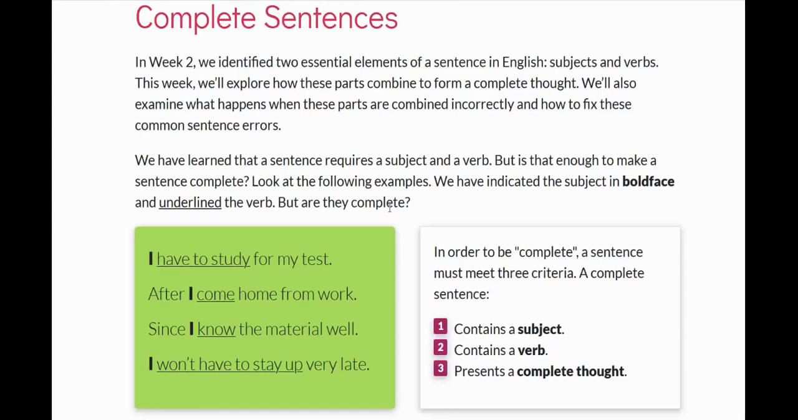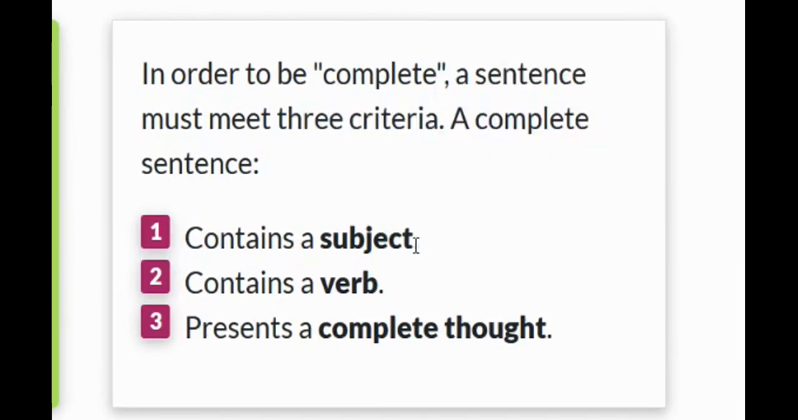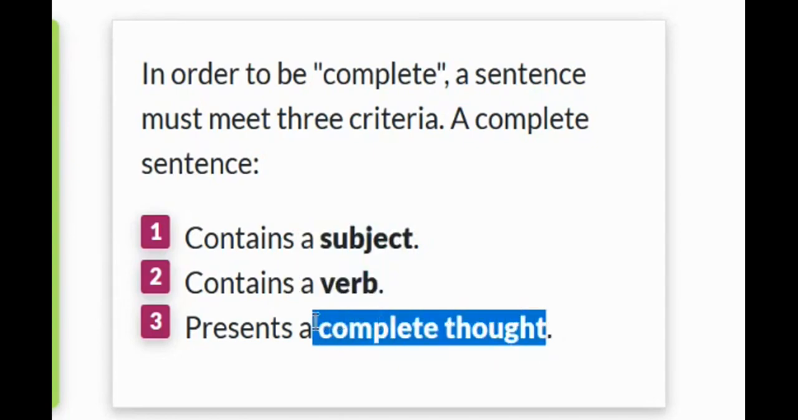Let's begin our work on writing sentences grammatically in English by understanding the three criteria we need to meet in order to have a complete sentence. You can follow me to the bottom right-hand corner of the screen to see that we need a subject, a verb, and also a complete thought.